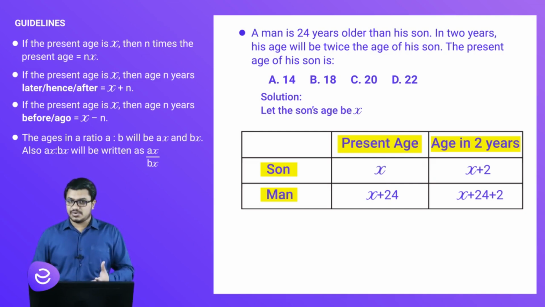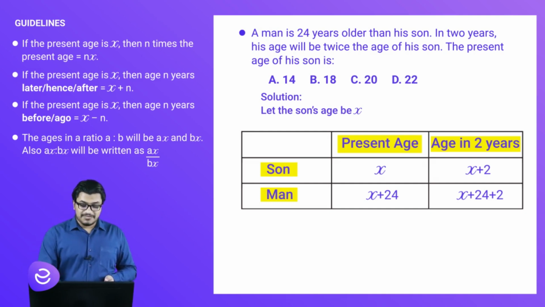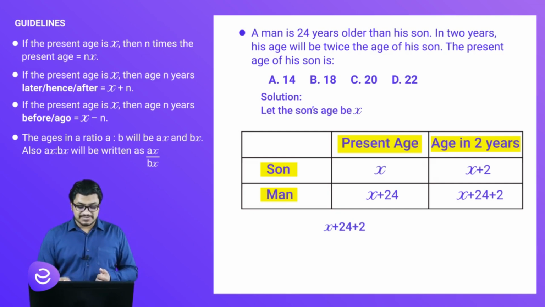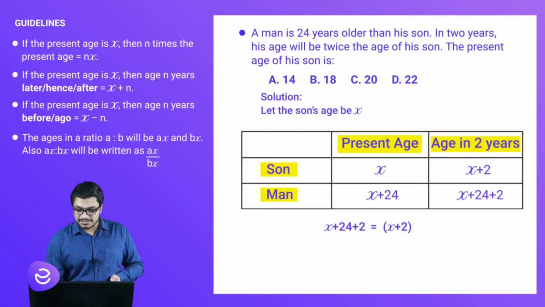Now according to the equation, there is a very vital piece of information. After 2 years, the man's age will be twice the age of his son. That is vital information, and with that we'll come to an equation. So what is the age of the man after 2 years? x plus 24 plus 2. And what is given here? This man's age will be twice that of his son. So what is the age of the son after 2 years? x plus 2. And the main point here is twice.